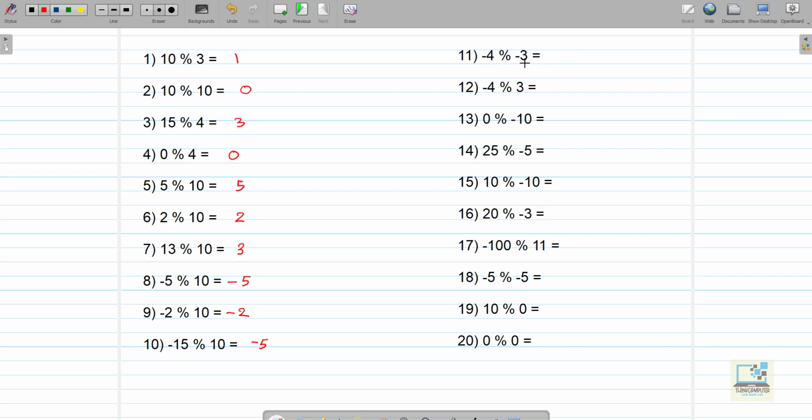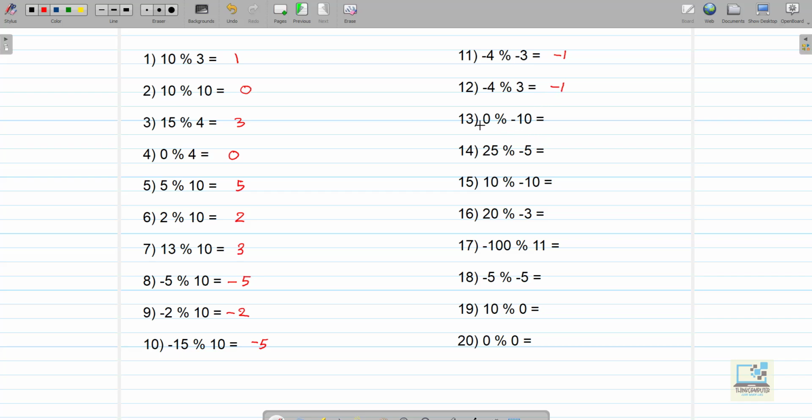Minus 4 mod minus 3. Ignore the minus sign. What is the value? Otherwise, 4 mod 3, right? So what is 4 mod 3? 3 1s are 3. Remainder 1. Since the dividend has a minus sign, the answer will also have a minus sign. Understanding? Next, 4 mod 3. What is the remainder? 1. Since the dividend had a minus sign, the answer will also have a minus sign.